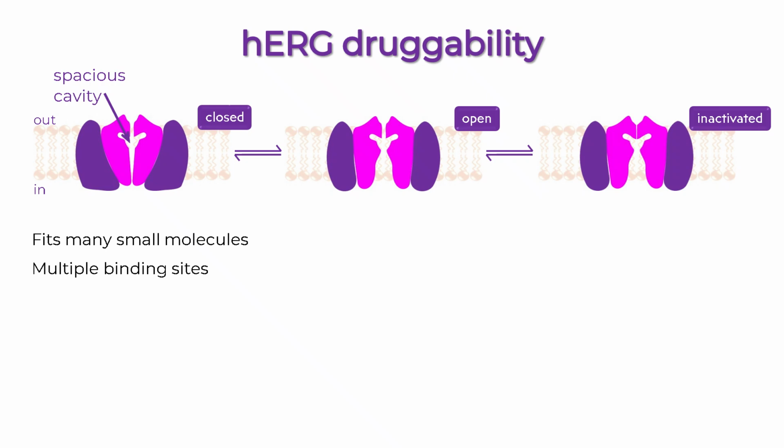Most blockers reach this site by diffusing into the cytoplasm and entering the pore from the intracellular side when the channel is open. Their presence physically obstructs the flow of potassium ions through the channel. Most blockers also show state-dependent binding. They preferentially bind to open or inactivated states when the cavity is accessible from inside the cell.